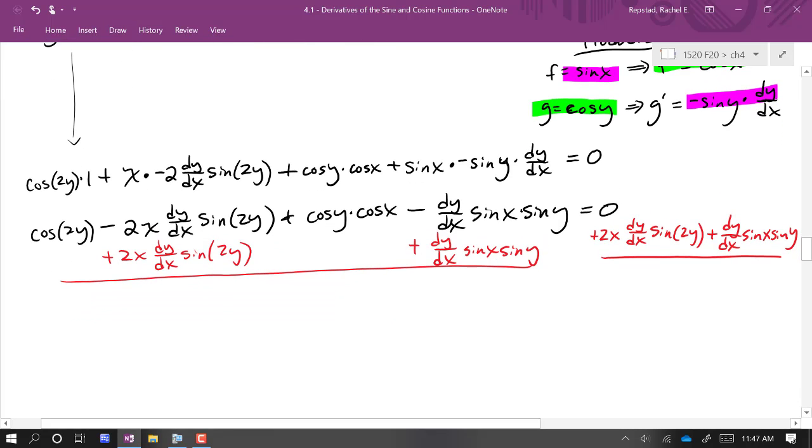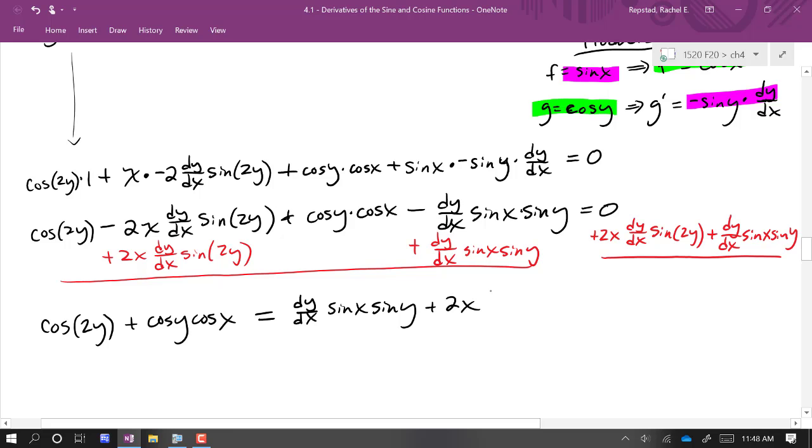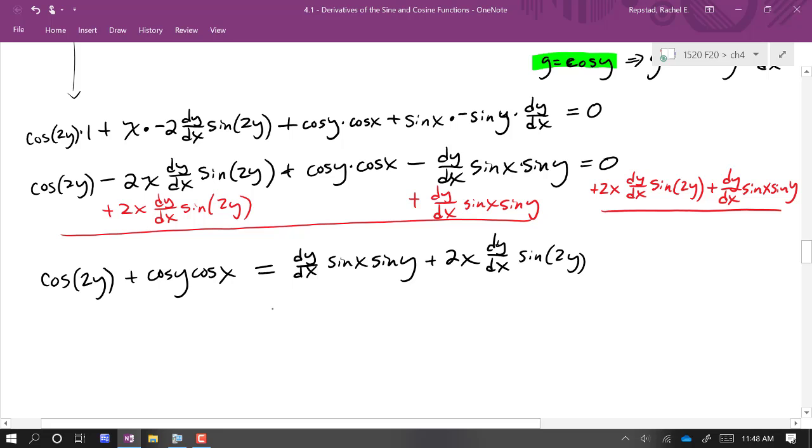Let's see, what we are left with on the left side is cosine 2y plus cosine y cosine x equals, on the other side, dy dx sine x sine y plus 2x dy dx sine 2y. Now we can factor out the dy dx on the right side.